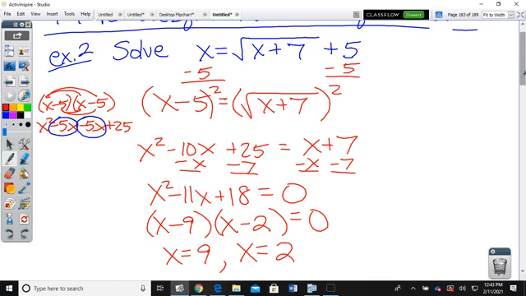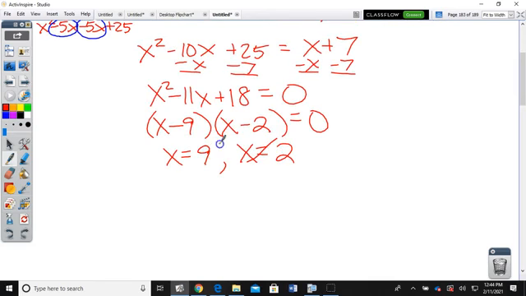But if I were to plug in 9, okay, 9 plus 7 is 16, square root of 16 is 4, 4 plus 5 is 9. So I would get 9 equals 9. So 9 works. But if I do 2, 2 plus 7 is 9, square root of 9 is 3, 3 plus 5 is not 2. So the 2 is an extraneous solution. It does not work. So my only answer is 9. Okay? What is extraneous? Extraneous is the big long word for extra.